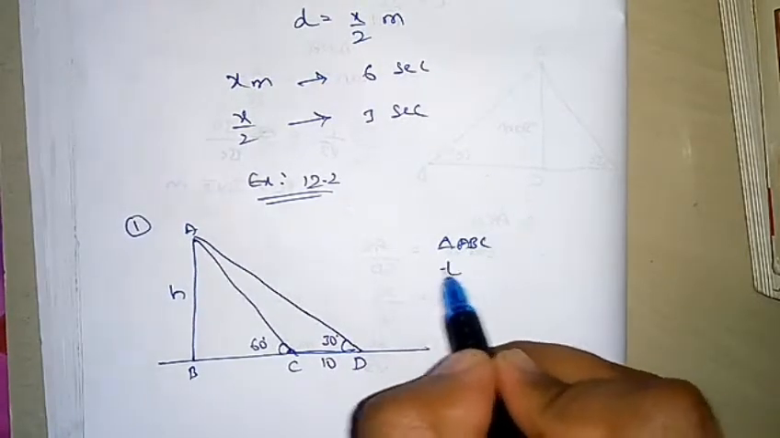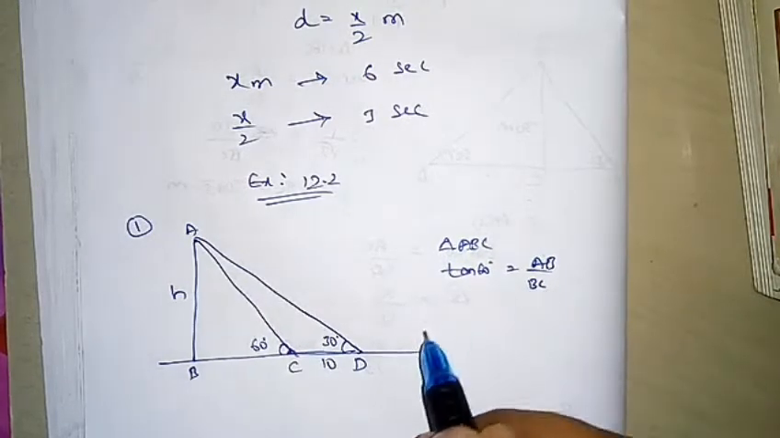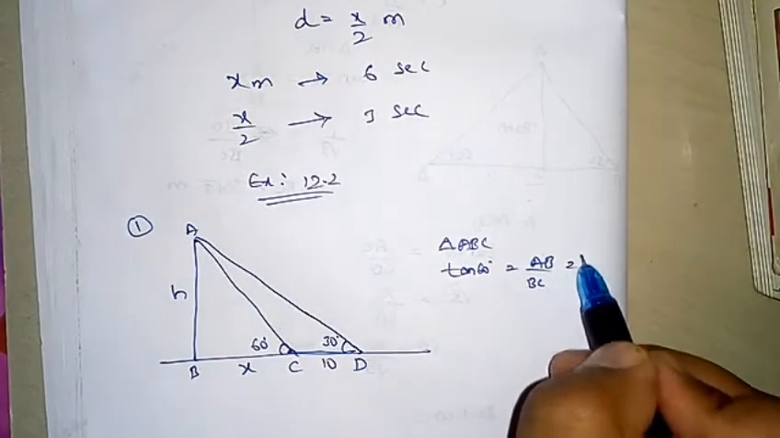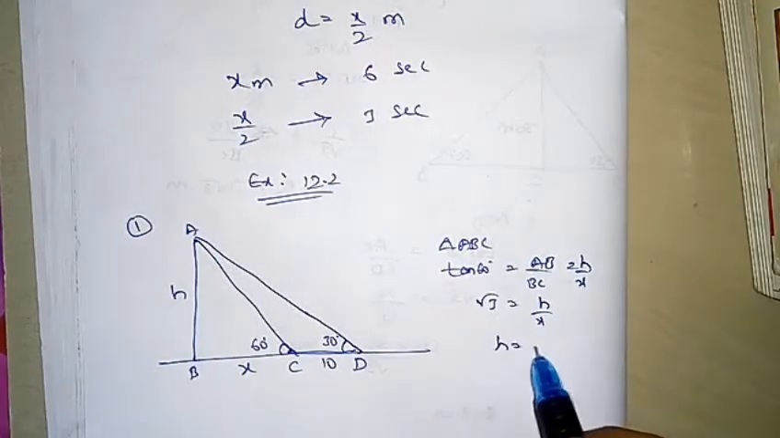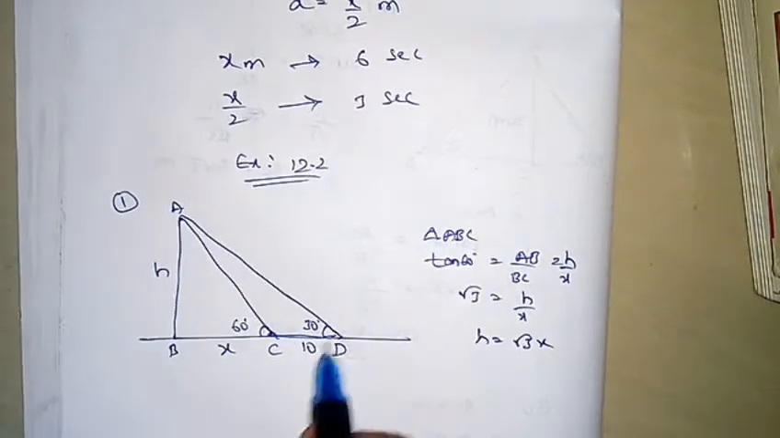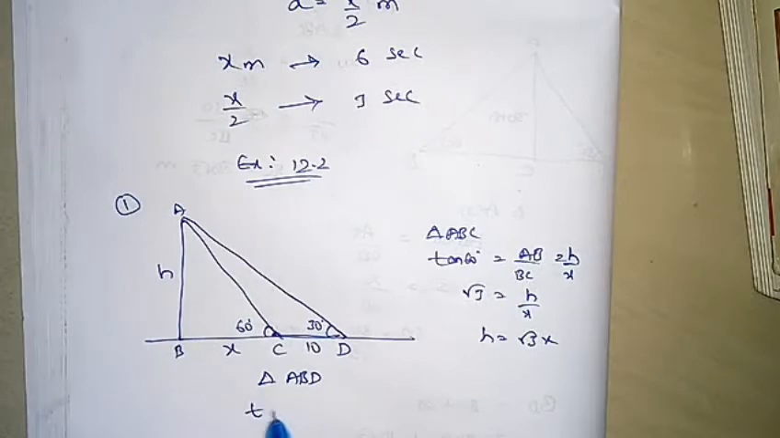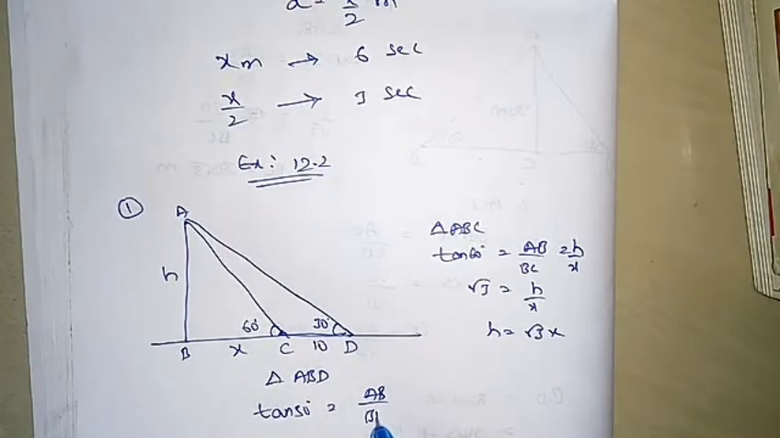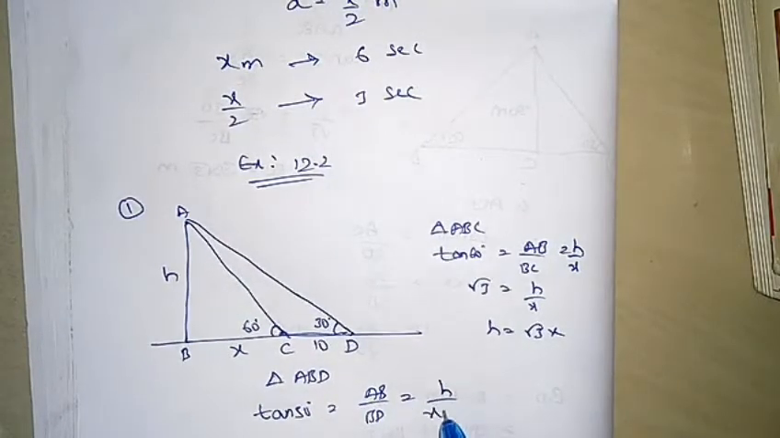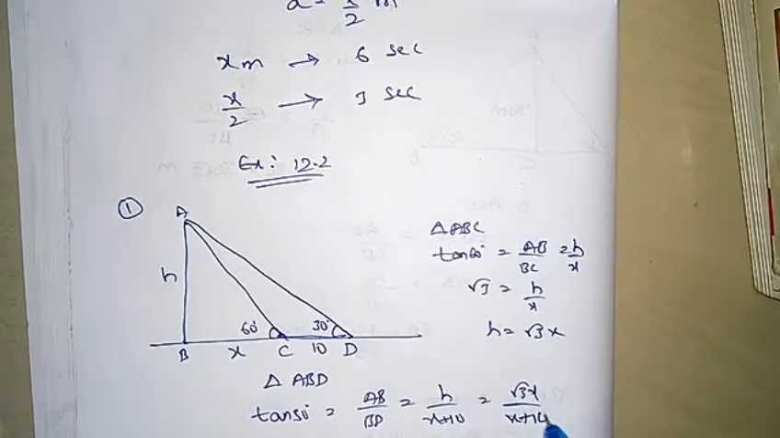In triangle ABC, tan 60 degrees is equal to AB by BC. Let BC be x, so it is h by x. So root 3 is equal to h by x. h is equal to root 3x. And in triangle ABD, tan 30 degrees is equal to opposite side AB by adjacent side BD, which is h by x plus 10, which is equal to root 3x by x plus 10.